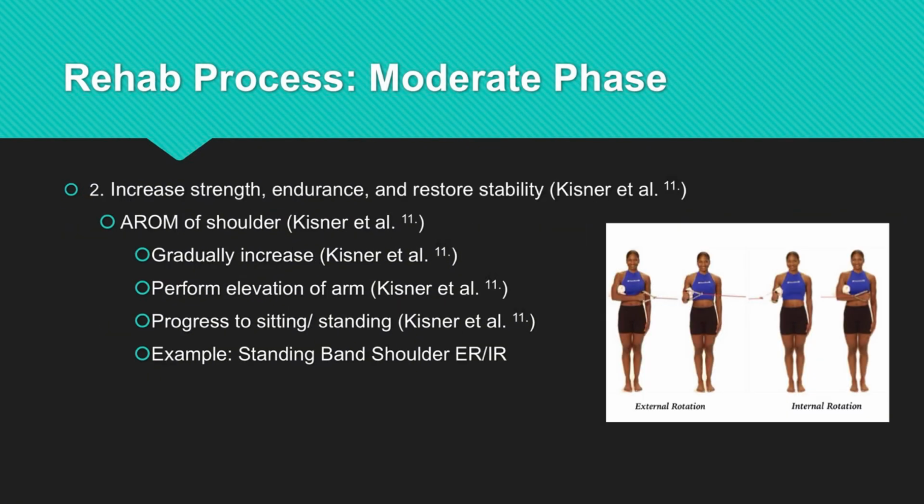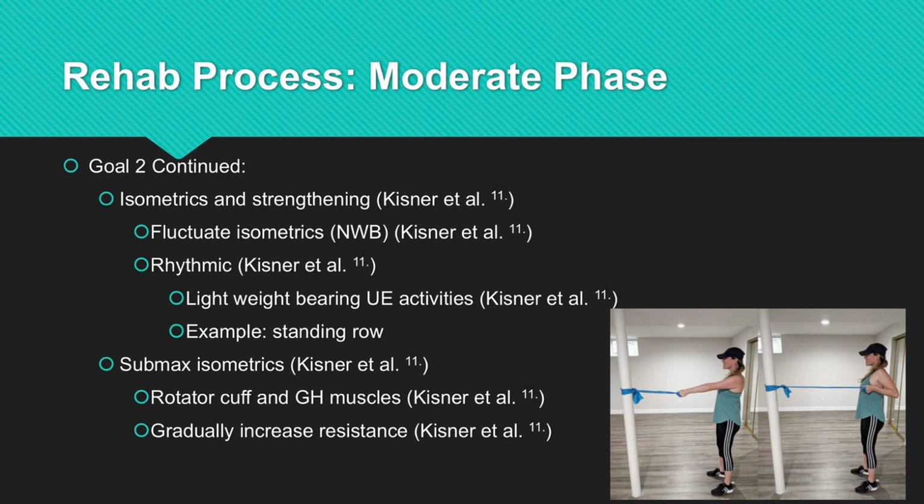Also, you want to increase the strength and endurance for mobility, especially with getting active range of motion back within the shoulder. Some ways you can do it is elevation of the arm, but you want to eventually also progress to sitting to standing exercises, where I did an example of standing band shoulder external and internal rotation. And then from there you want to progress to doing some isometrics and strengthening. Make sure to change between them.